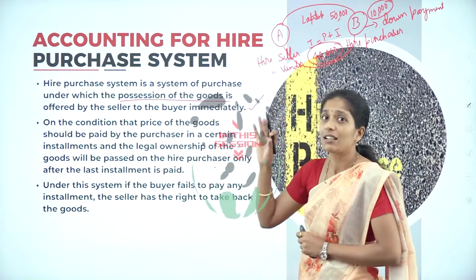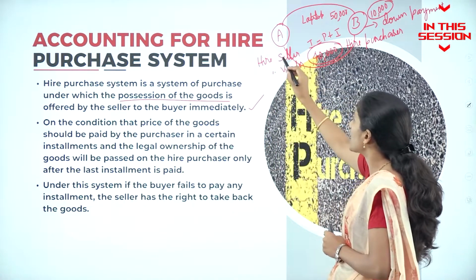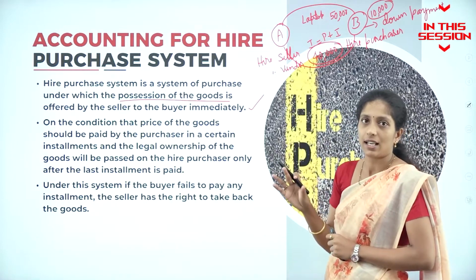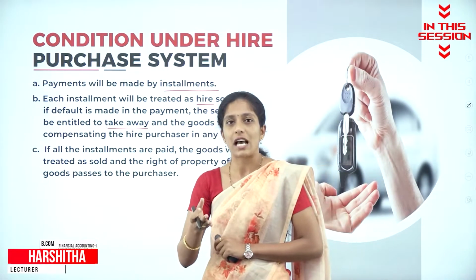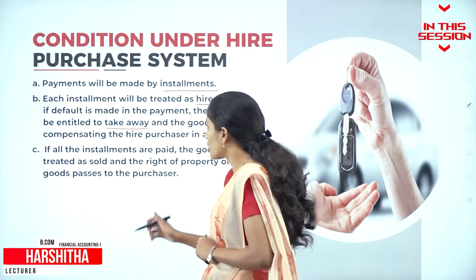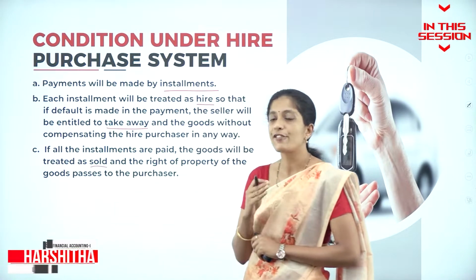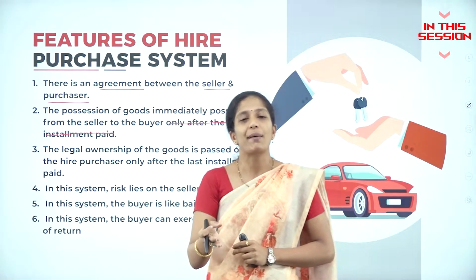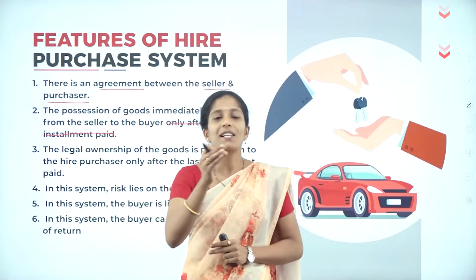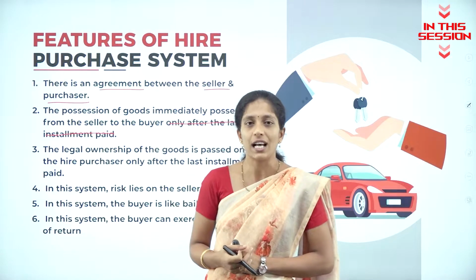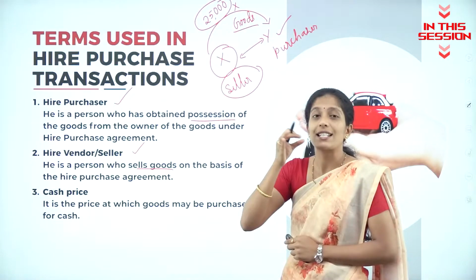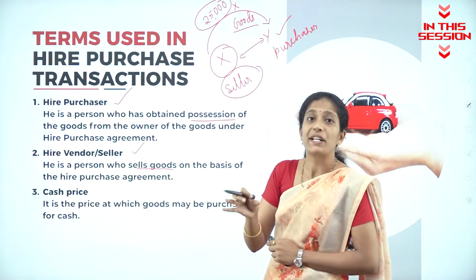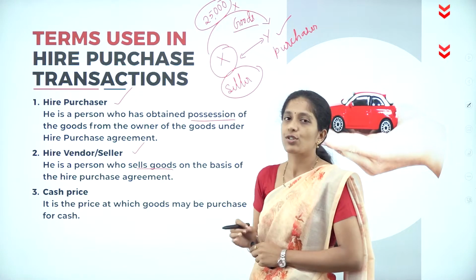Immediately. In the sense, the goods will be transferred from seller to buyer immediately. So after making all the installments, then only it is treated as what? The goods has been sold. So before making the payment itself, the goods will be transferred from hire seller to the hire purchaser. So this is the actual value of that particular goods or asset, known as what? Cash price.